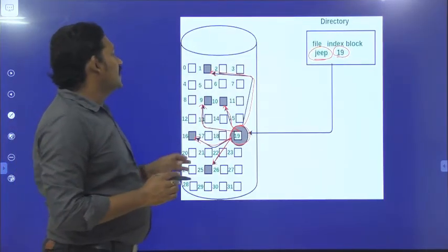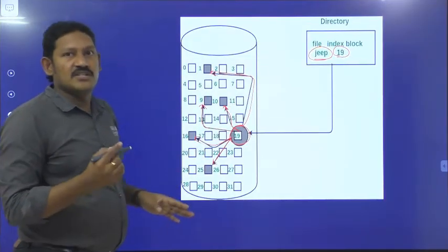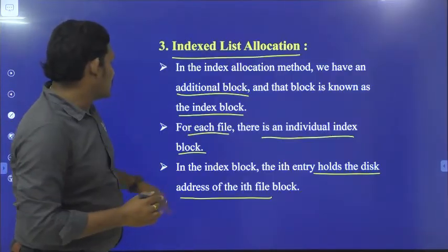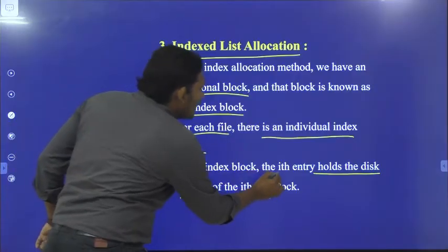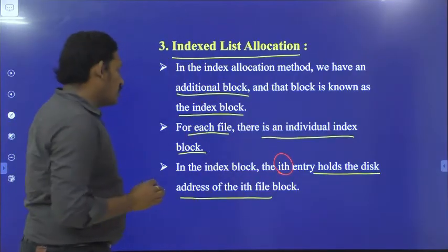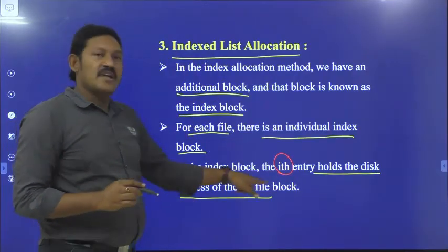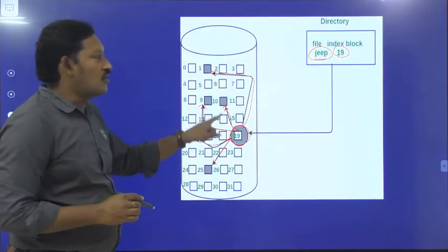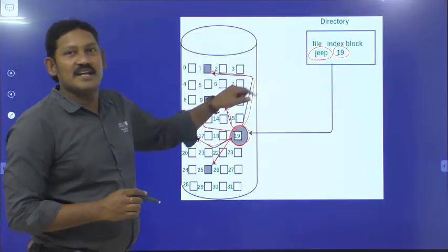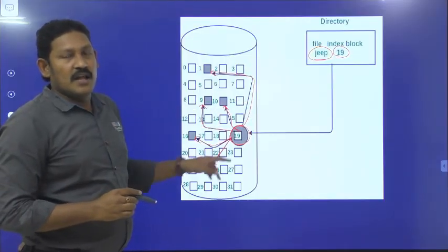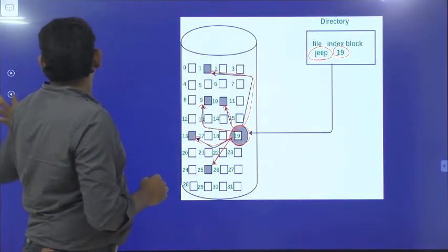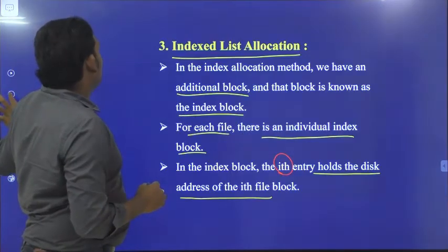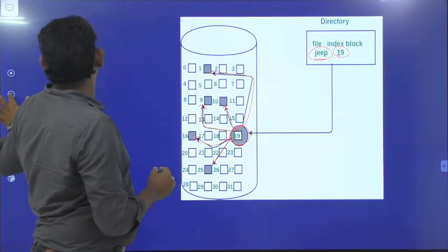So we need not give anything. Just we will give an additional index block. That's what we have specified. In this indexing block, the ith entry holds the disk address of the ith file block. Whatever the number of blocks we want to address, all those will be associated with this indexing block. Like that we can go for the indexing allocation.